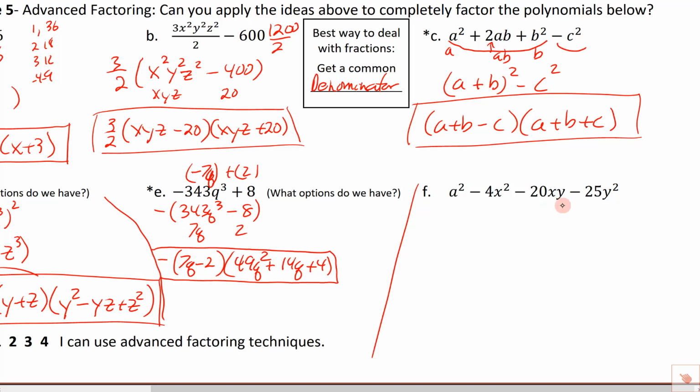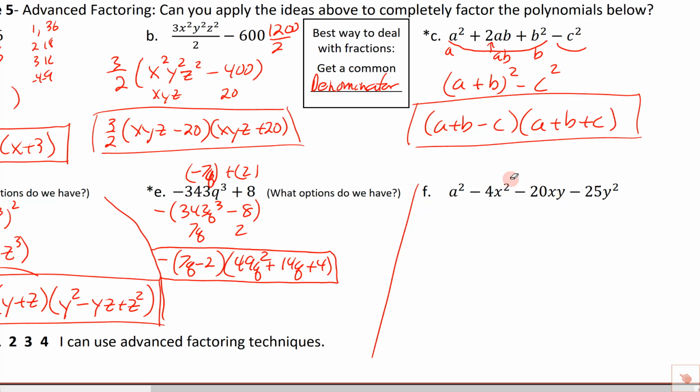So let's take a look at the last one in this list. We've got an a squared, and then we've got minus 4x squared. So maybe a difference of squares right there, because that's a perfect square of a, and that's a perfect square of 2x. And then we've got an xy, and then a y squared. So you'll notice that these have a's and x's, and these have x's and y's. So the only thing that crosses over is just the x. We wouldn't have anything in common there.